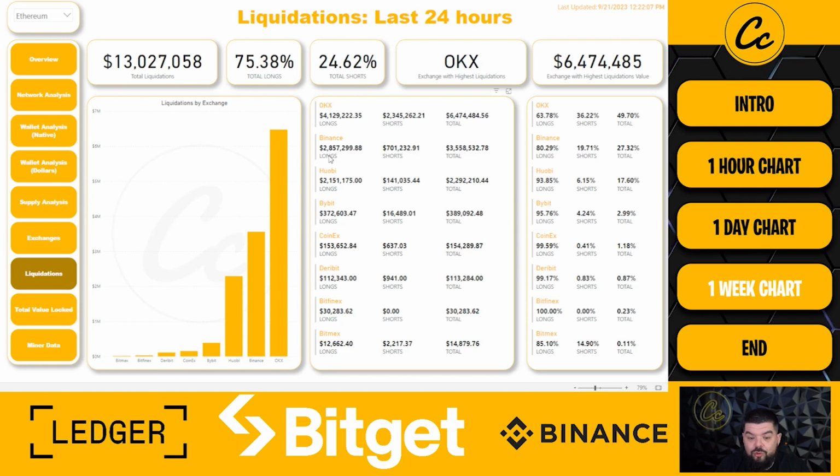We do see Binance at 2.8 million, $700,000 worth of shorts, $2.1 million of longs, but $100,000 worth of shorts on Bitget. Bybit, $372,000 of longs, $16,000 of shorts. CoinEx, $150,000 of longs, $600 worth of shorts. Deribit, $112,000 worth of longs, $900 worth of shorts. So nothing really standing out here like there's any anomalies in the actions from these exchanges and the liquidations. Fairly consistent across the board. OKX obviously liquidating the highest amount, but we do see a lot of positions liquidated here for Ethereum.